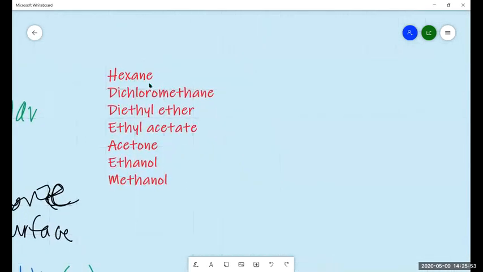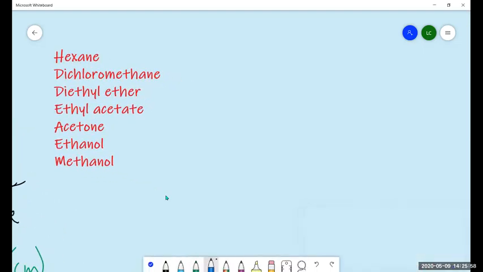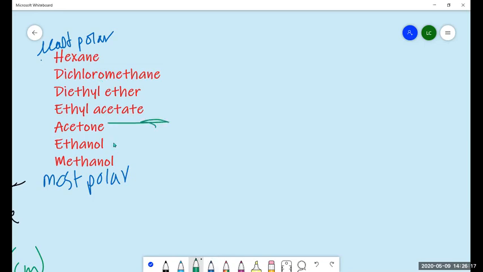As you can see, hexane is the least polar of all these compounds, and methanol is the most polar. So most polar, and you have least polar. And usually you'll have a mixture of these. So you guys used in your lab hexane and acetone. You used a mixture to create a polarity gradient.